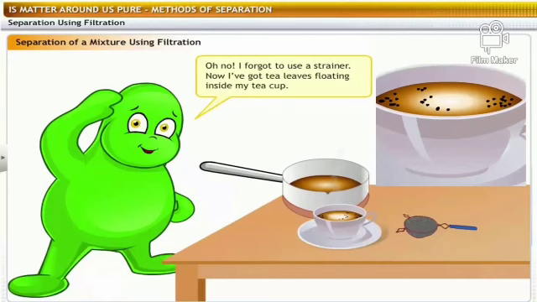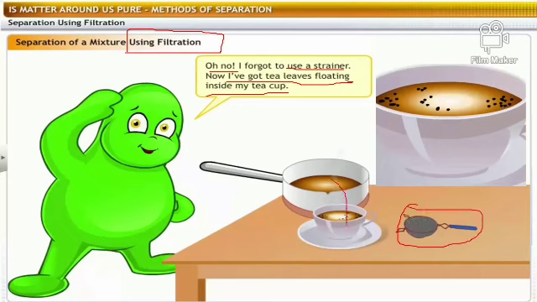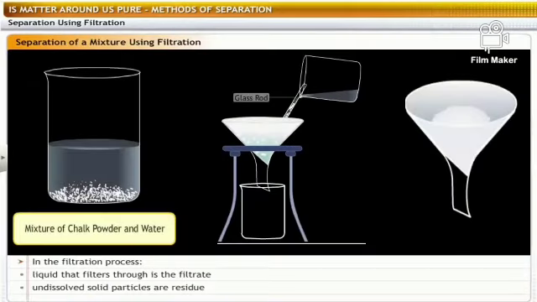So our next method is separation of mixture using filtration. Oh no, I forgot to use a strainer. Now I have got tea leaves floating inside my tea cup. So बिना स्ट्रेनर के अगर चाय को किसी कप में लिया जाएगा, so what will happen to this? You can see tea leaves are there in the tea cup. Now what to do? We have to filter it using a strainer.